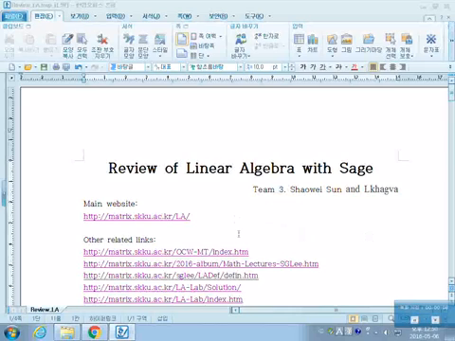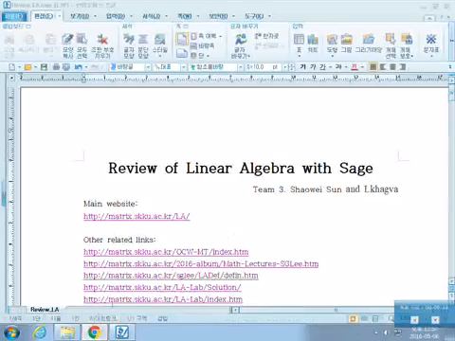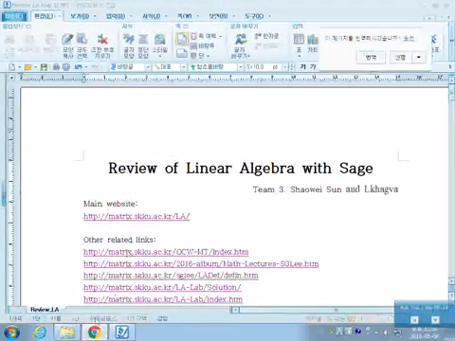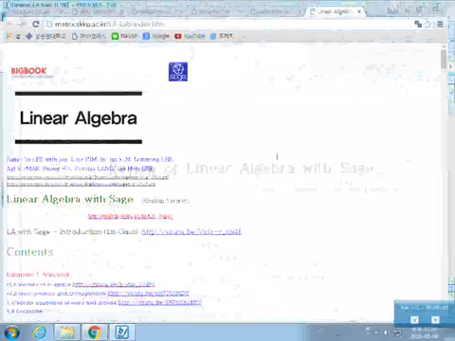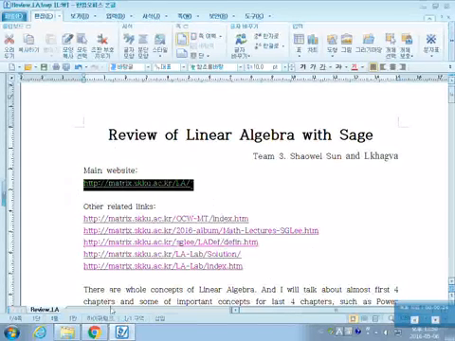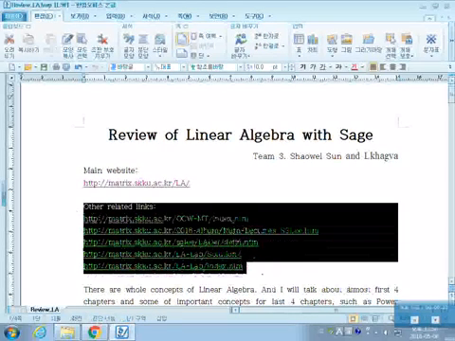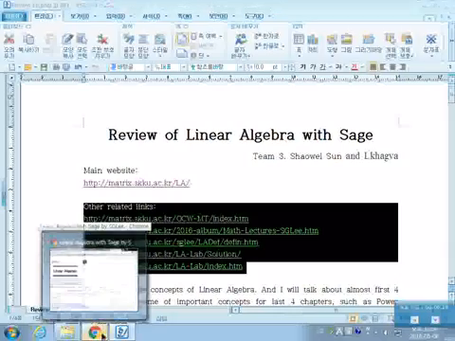Introduce our review of linear algebra with Sage. Mainly we are talking about the links written here, and the main website is this one, and other related links are as follows.